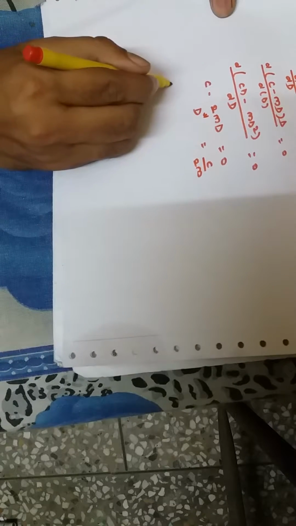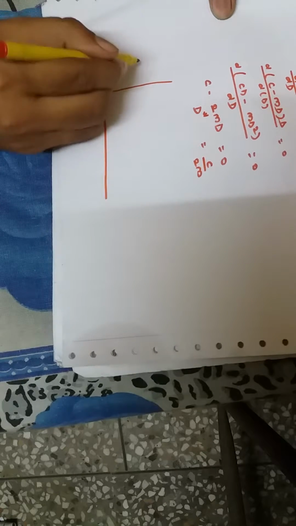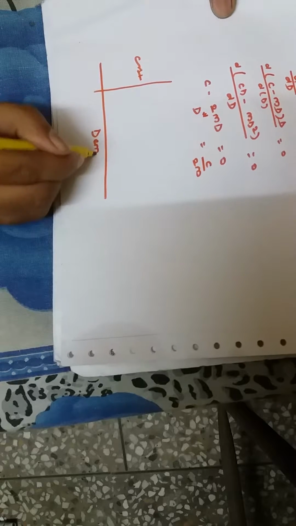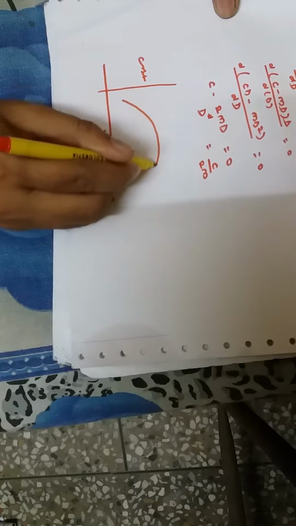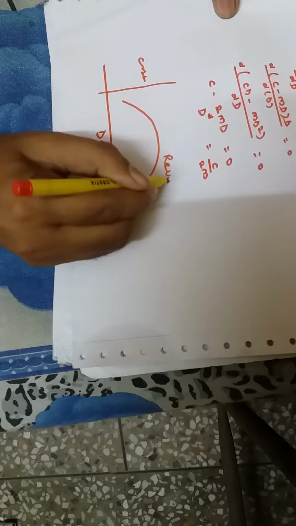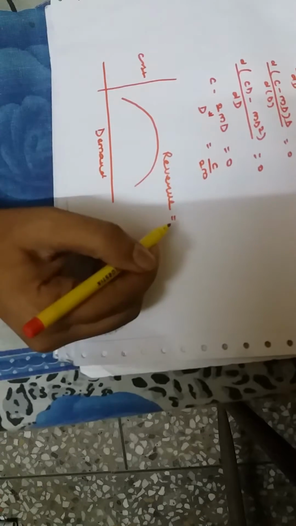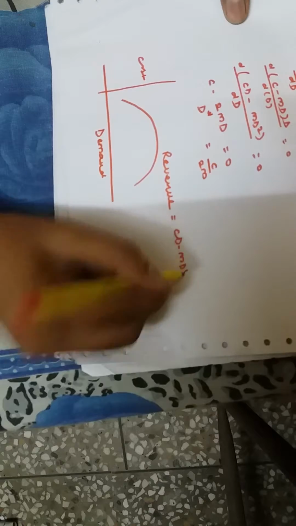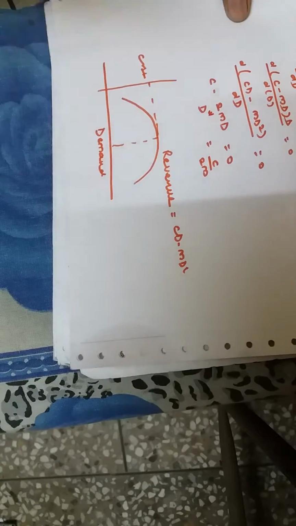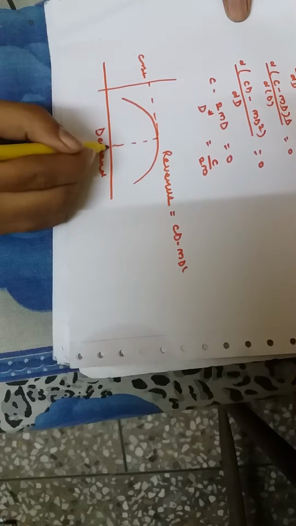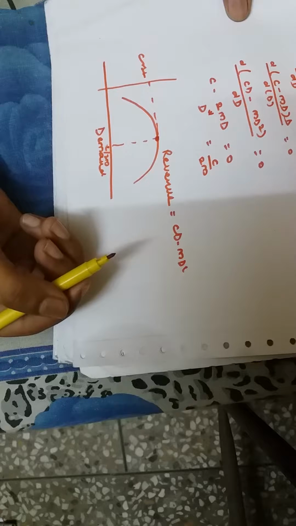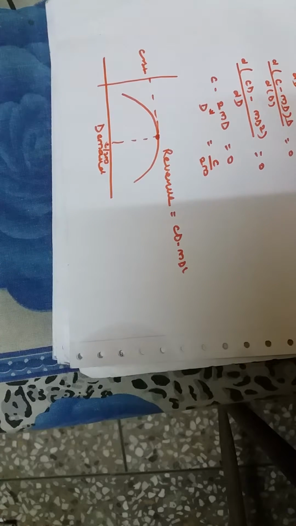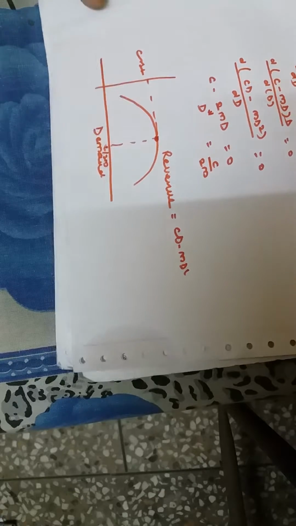So I want to describe in the graph. Here is cost, here is demand. This is the revenue graph. Revenue is equal to CD minus MD square, and here is maximum. Here is the maximum revenue at this demand. This demand is equal to C by 2M, and here maximum revenue may occur. I think you understand what is the revenue, what is the demand, and what is the demand at which maximum revenue will occur.